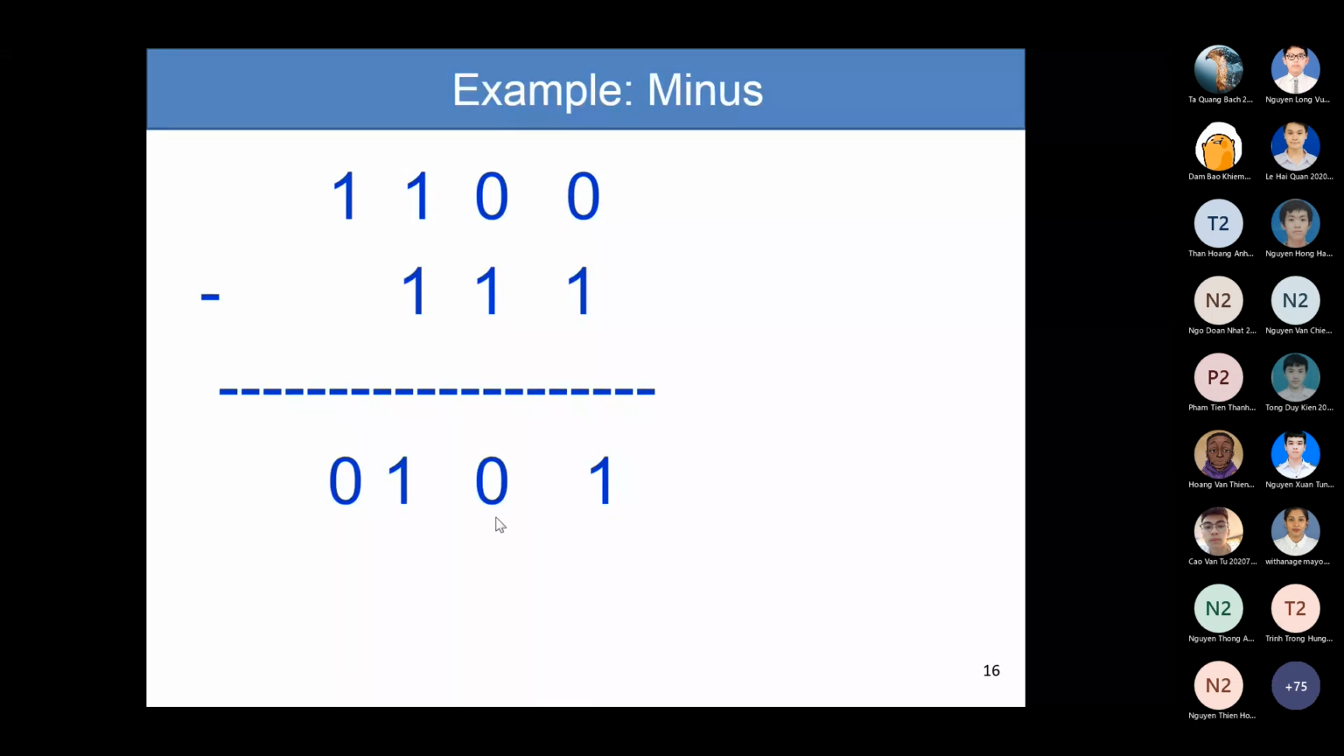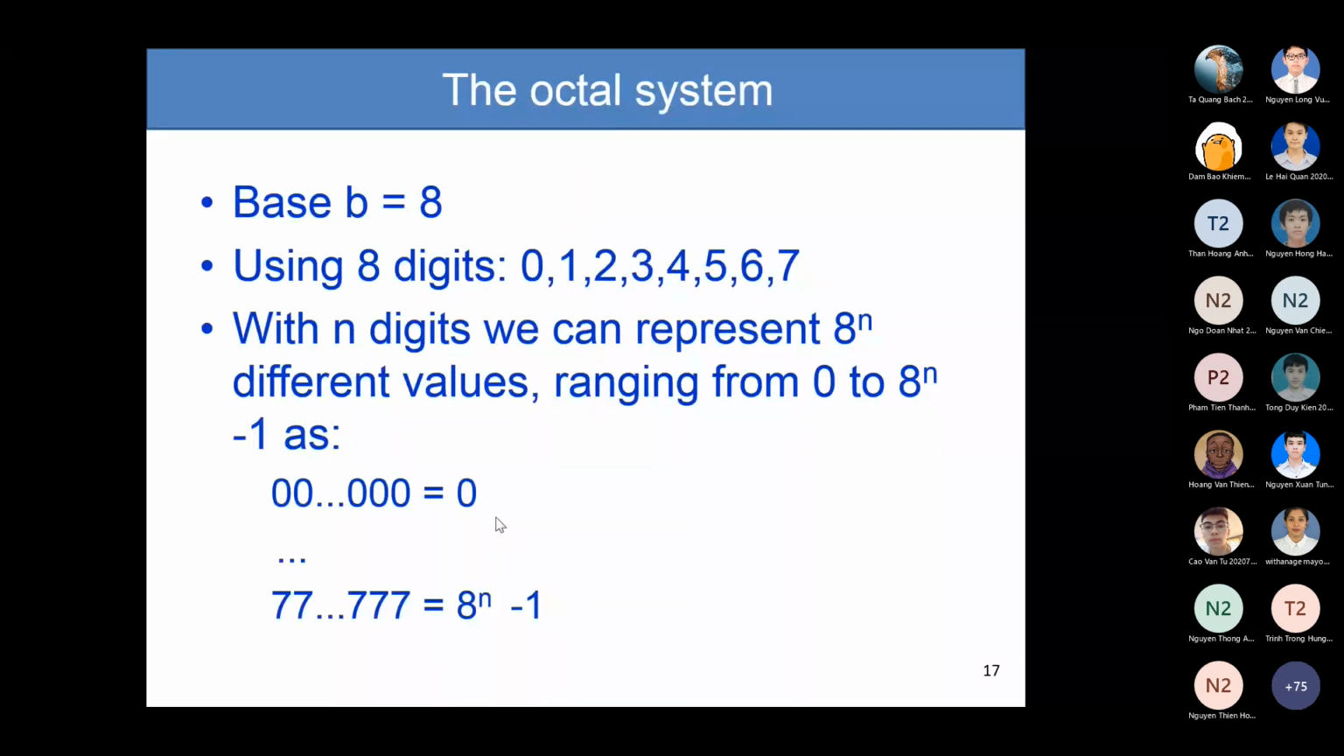Okay, so we continue to talk about the octal system, the octal numeral system. In the octal numeral system, the base b equals 8. So we use 8 digits consisting of 0, 1, 2, 3, 4, 5, 6, 7. So there are a total of 8 digits to build an octal numeral system.